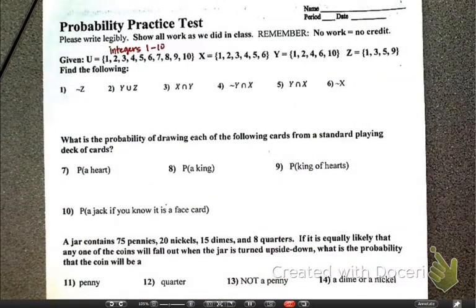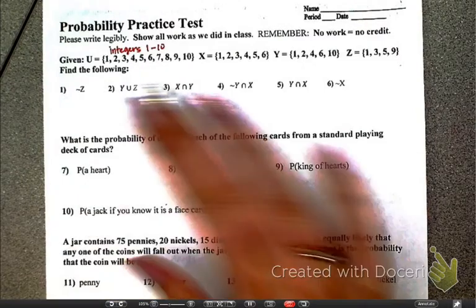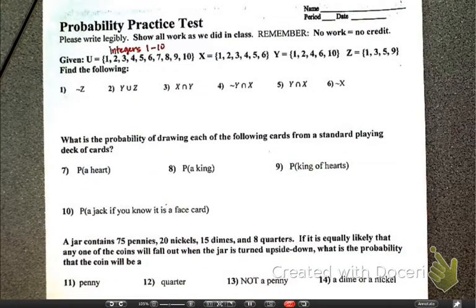Yes? Do you need to know composite? You do not need to know composite. But composite is pretty much everything except prime and except 1. Okay? Any other questions on that part?